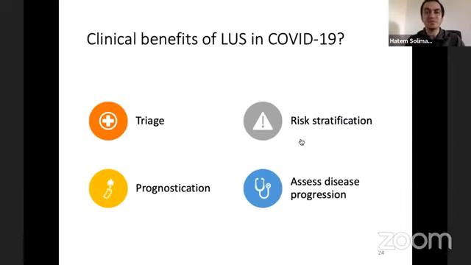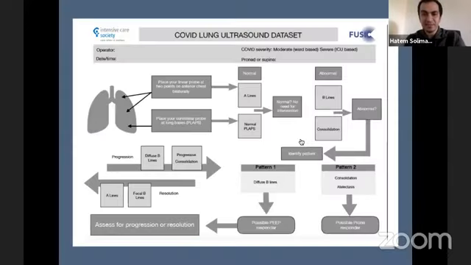So clinical benefits of lung ultrasound are quite plenty. It is useful for prognostication. Some centers in Europe use it for triaging the patient to decide which is the clinical pathway for the patient, whether they will be admitted to the hospital, managed at home, or admitted to the intensive care, depending on the pattern of aeration and the clinical manifestations and the level of hypoxemia. It can be utilized for risk stratification and assessing disease progression.